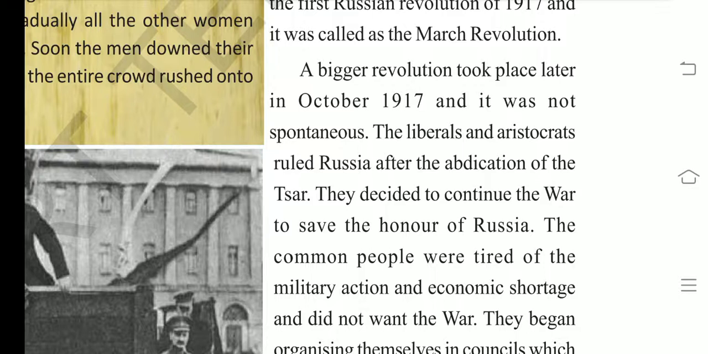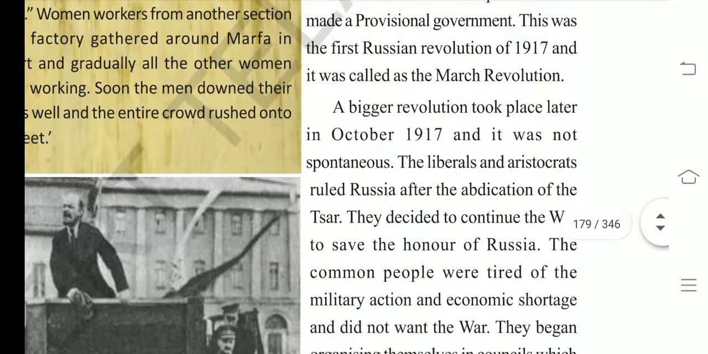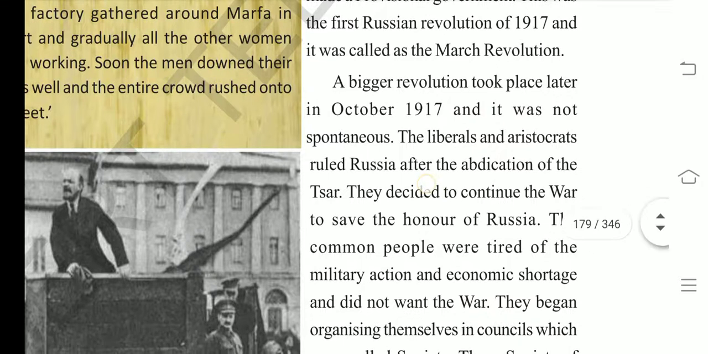So in order to protect the honor of Russia, this temporary government, what we call the provisional government, decided to continue the war, whereas the common people were tired of this military action, that is, the army at war.